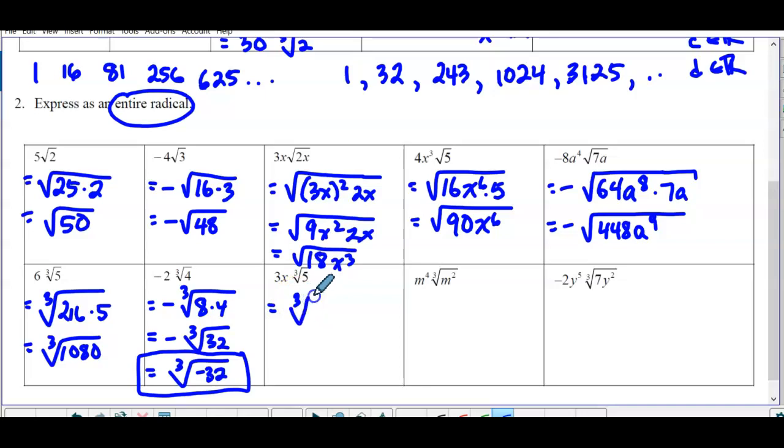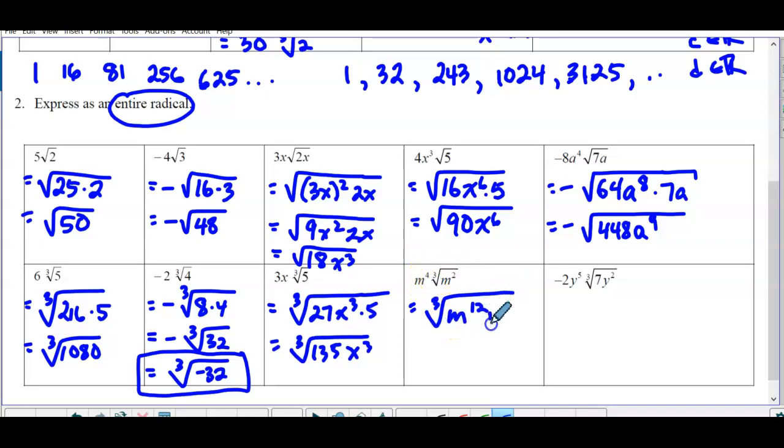Next one, cubed root. So 3 cubed is 27, x cubed times 5. Then 27 times 5 is 135 x cubed. Next one is cubed root. M to the 4th cubed is m to the 12th times m squared. That's m to the 14.